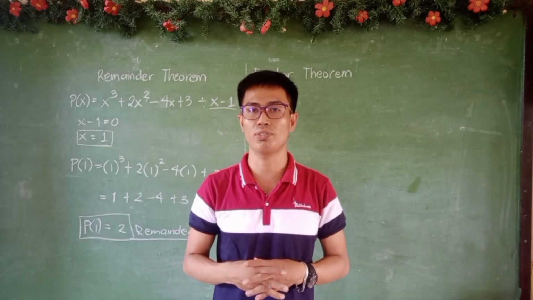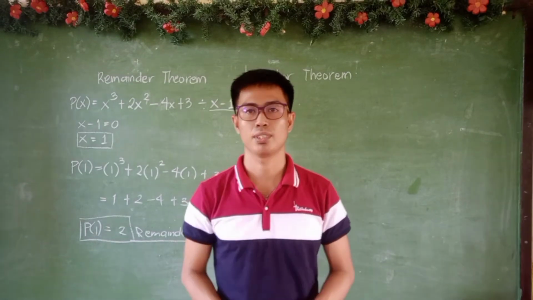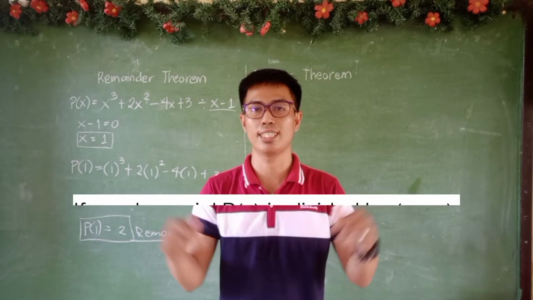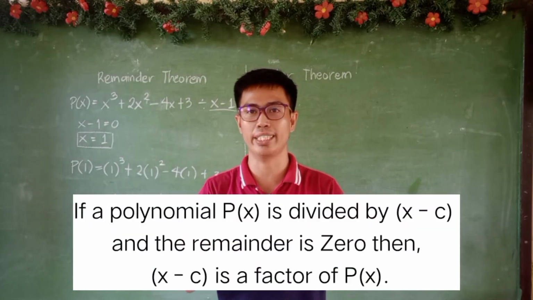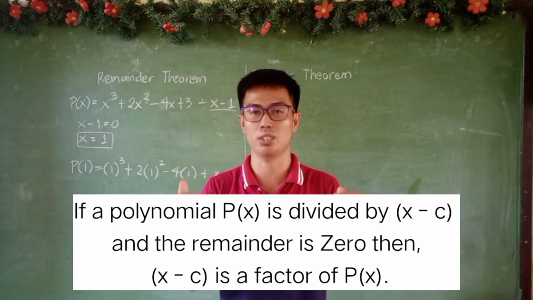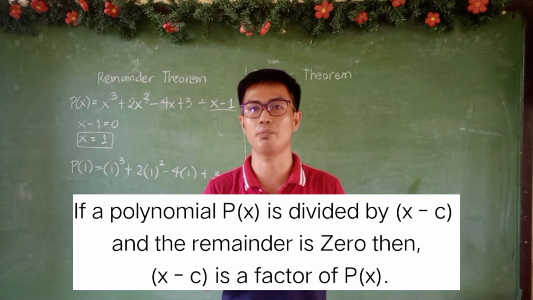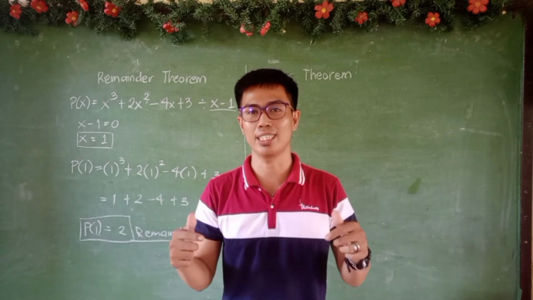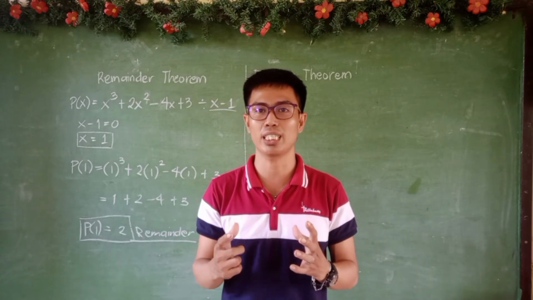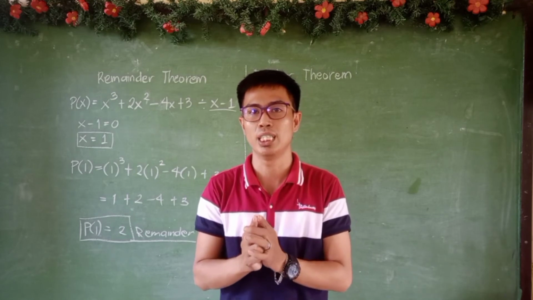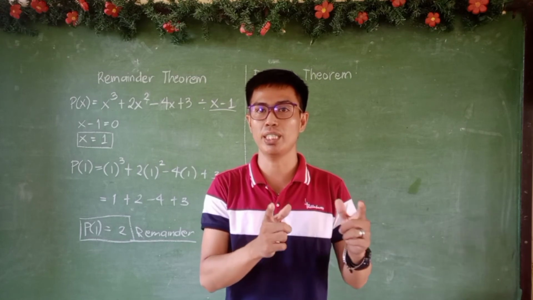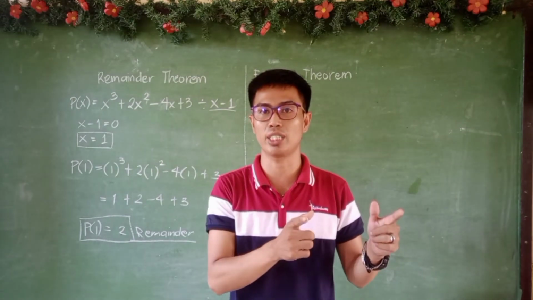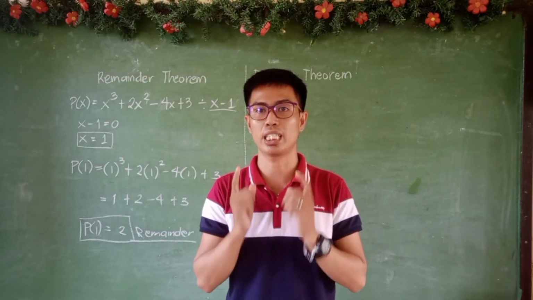Ano naman yung factor theorem? So, in a factor theorem, it states that if a polynomial p of c is divided by x minus c and the remainder is equal to 0, then x minus c is a factor of the given polynomial. That is the factor theorem. So, paano naman natin siya ma-identify? Ganito lang po yun. Kapag naging 0 daw yung remainder, that means the given divisor or yung binomial na divisor natin is a factor of the given polynomial.